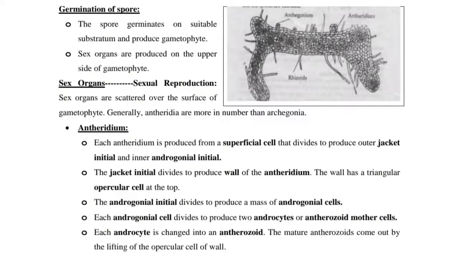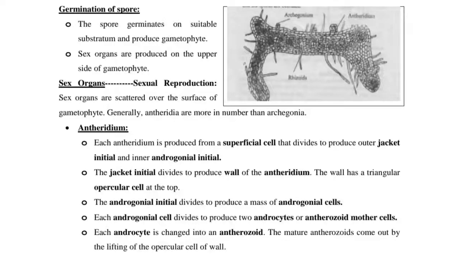Germination of spore. The spore germinates on a suitable substratum and produces a gametophyte. Sex organs are produced on the upper side of the gametophyte. Sex organs. Sexual reproduction. Sex organs are scattered over the surface of the gametophyte. Generally, antheridia are more in number than archegonia.